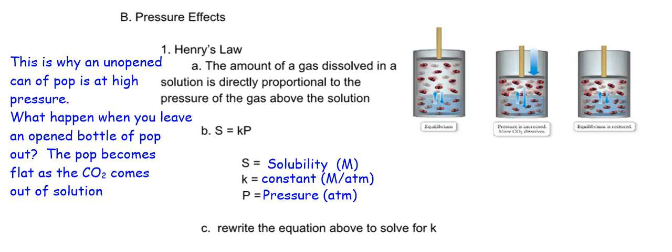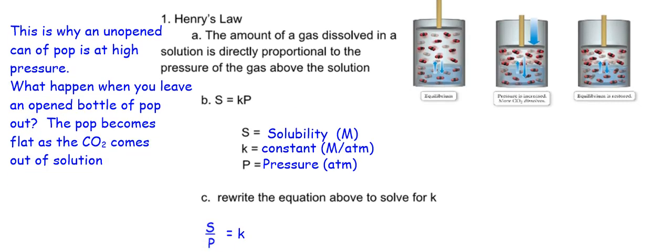It says rewrite the equation to solve for k. Well, if I want k by itself, what am I going to do? Divide by P. And look what happens here. What kind of relationship is this? This is direct. So what do we do? We divide, don't we? And we get our constant. So that works for other things besides, you know, Charles' law and Gay-Lussac's law, doesn't it?